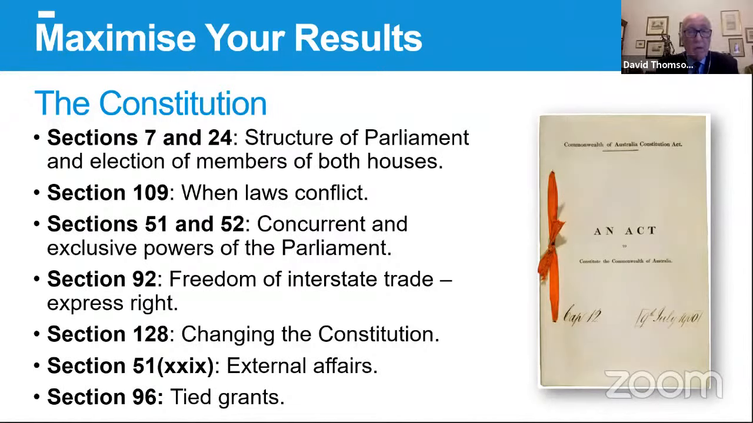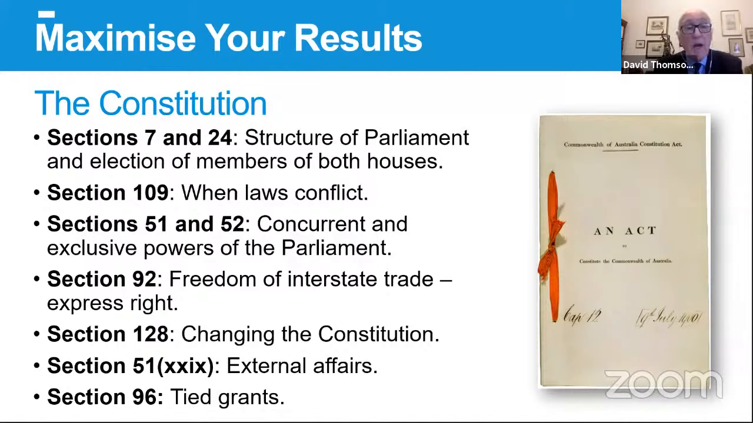Section 92 just had a bit of airplay recently in regard to Clive Palmer and Western Australia, the freedom of interstate trade. That's an express right. It says there shall be freedom of interstate trade. Section 128, you're expected to know how that section, which deals with a referendum proposal, allows a referendum proposal to bring about changes to the wording of the Constitution. The 1967 referendum with regard to Aborigines is a very, very good example to use. It's one of the few successful referenda that have been held since Federation.